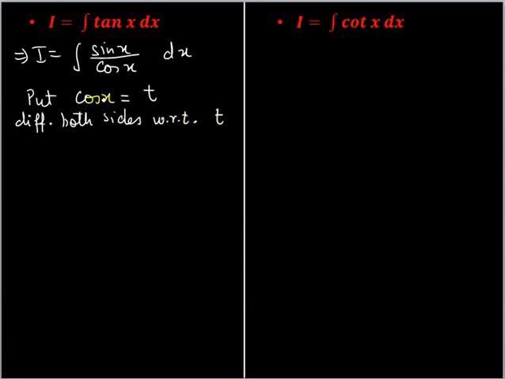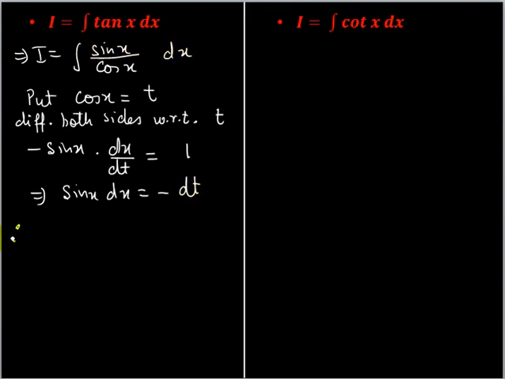If I differentiate the left hand side with respect to t, the derivative of cos x is minus sin x. Now because the variable here is x and you are differentiating with respect to t, the derivative of x will become dx over dt. On the right side, the derivative of t will be 1 because you are differentiating it with respect to t only. Now if this dt is cross multiplied, even the minus sign, we see that sin x dx can be written as minus dt. So if cos x is replaced by t, then sin x dx can be replaced by minus dt.